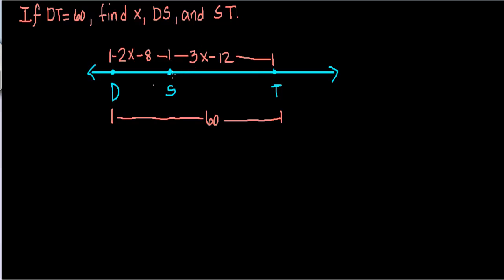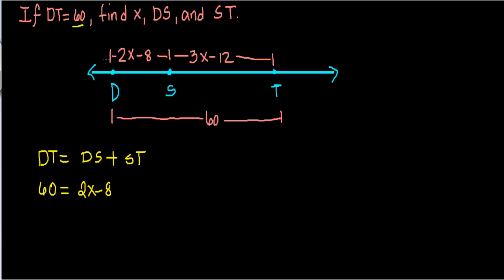So let's use the segment addition postulate to figure this out. I know that DT is equal to DS plus ST. I know how much DT is. It is given. So I'm going to substitute it. 60 equals DS. It is also given. It's 2x minus 8.